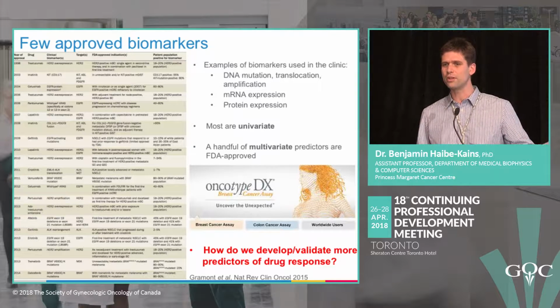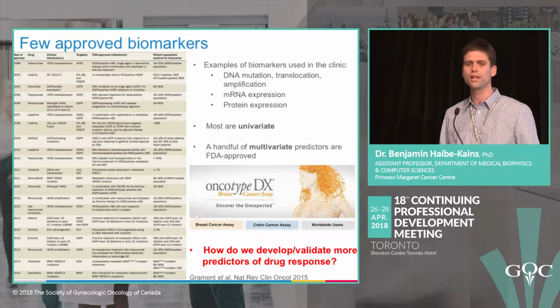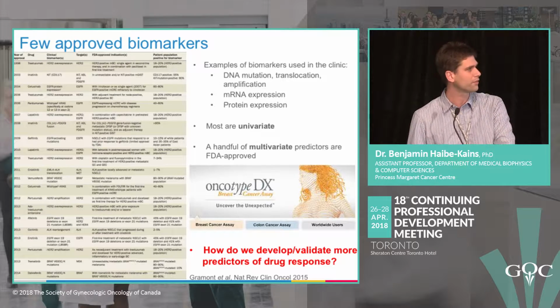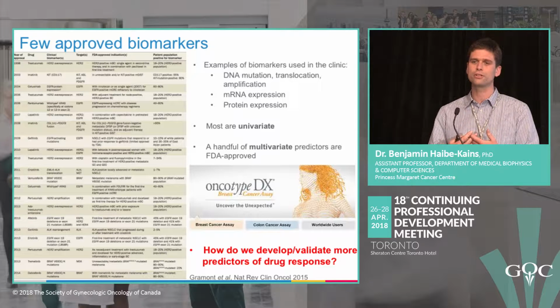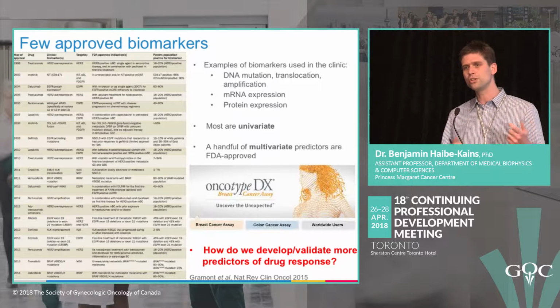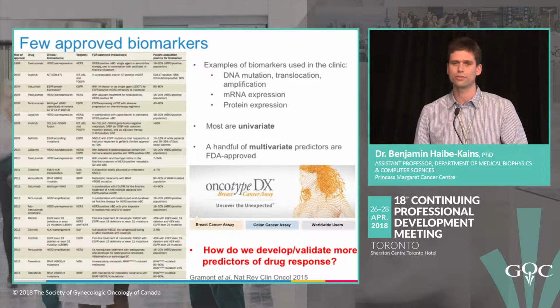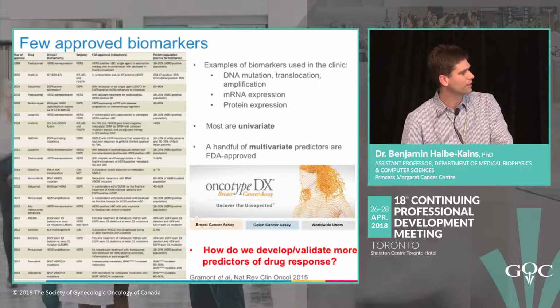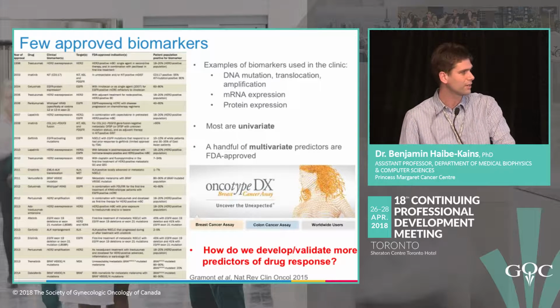Most biomarkers are univariate, like a single aberration. It could be a mutation, an amplification, or an overexpression, for instance. Very, very few biomarkers are multivariate, meaning that they try to combine information from multiple genomic regions or genes to come up with a good predictive association with drug response. This is an example in breast cancer. The Oncotype DX is a combination of 16 genes at the expression level. It's one of the few expression-based signatures in breast cancer.